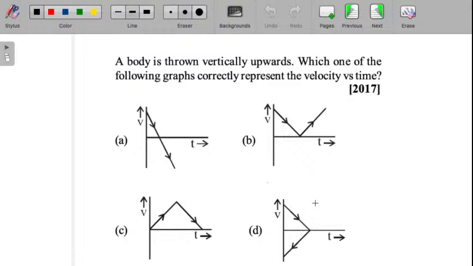Body is thrown vertically upwards. Which of these following represents velocity versus time? Velocity versus time has got the same acceleration g. This can't be our answer. This can't be our answer. Only option A. Slope has to be constant because in velocity versus time, for a body thrown vertically upwards, the acceleration is constant, which is g. So your answer is option A.